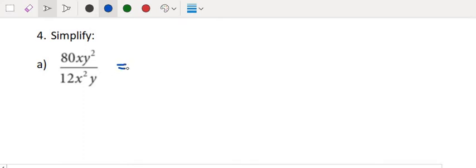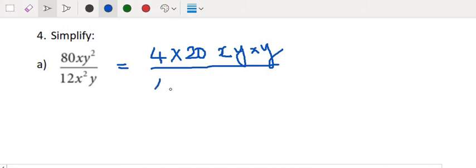So we are going to simplify that. 80 can be written as 4 into 20, into x. y square can be written as y into y, divided by 12, which can be written as 4 into 3 multiplied by 3, into x. x square can be written as x into x, into y.